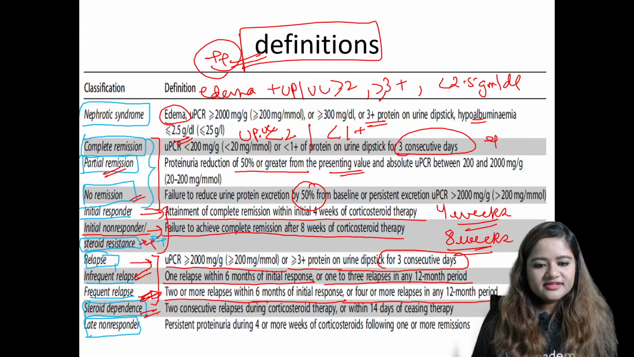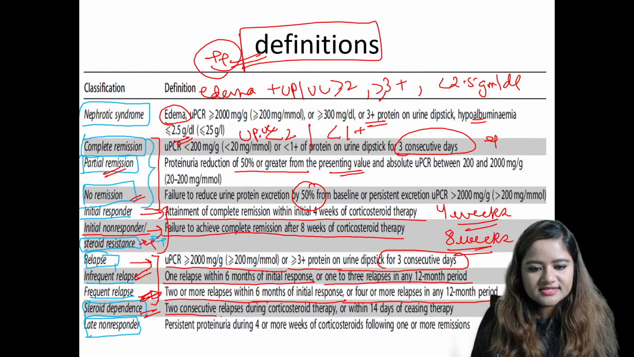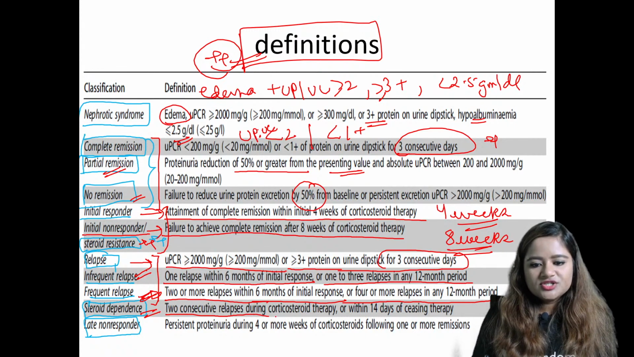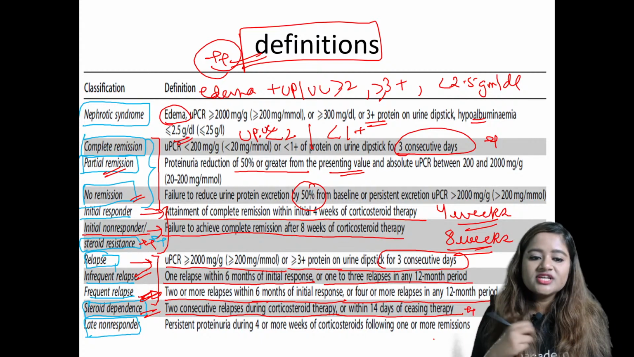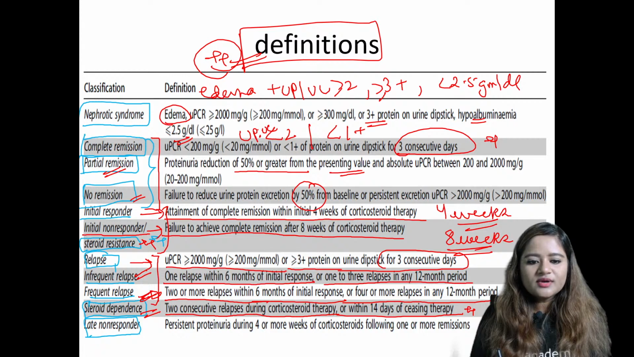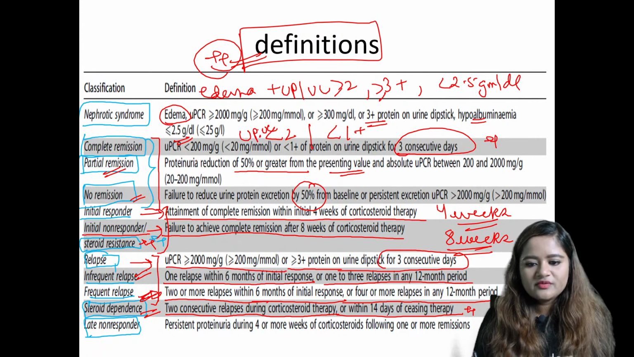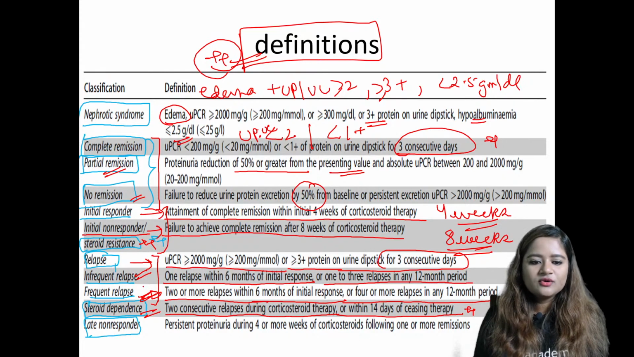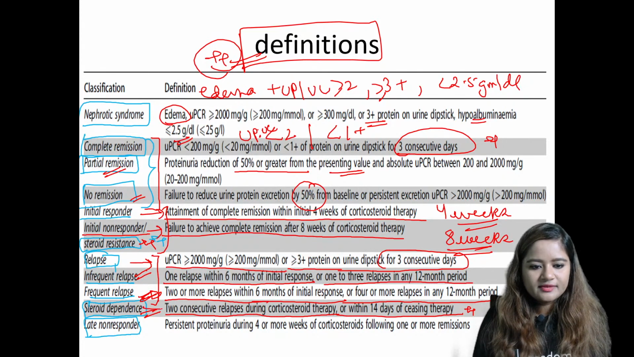Then steroid dependent किसको कहते हैं? मतलब वो steroid पर dependent है. That means if there are 2 consecutive relapses during steroid therapy and within 4 weeks of stopping the therapy, steroid चाहिए उसको, अगर steroid हट गया तो वो relapse में चला जाएगा. That means 2 consecutive relapses during steroid therapy, or once you stop steroid within 14 days of that, if the child goes into relapse, that is a steroid dependent relapse.